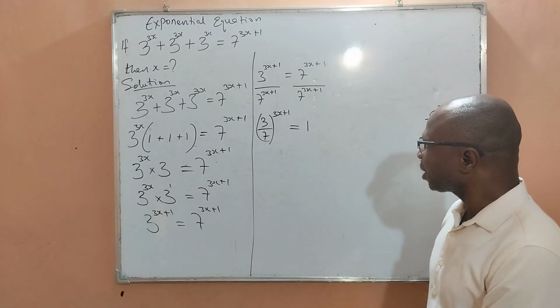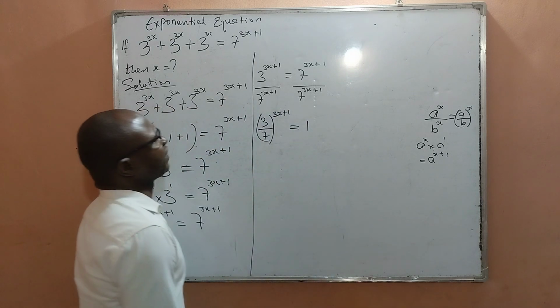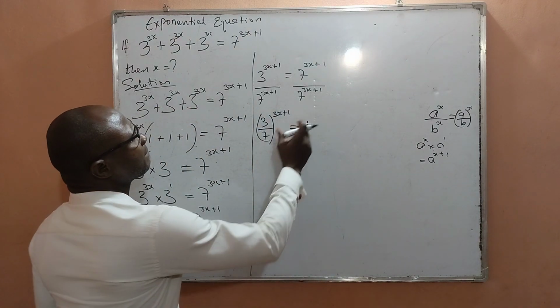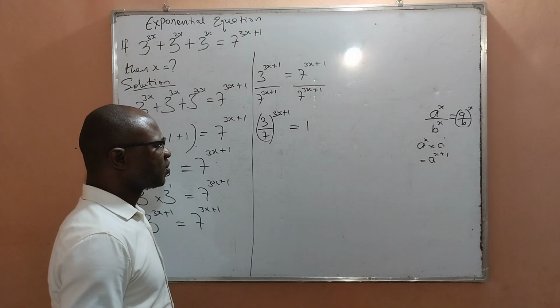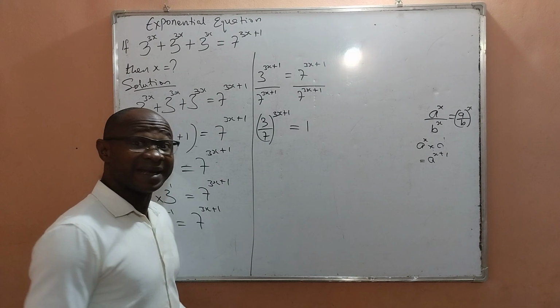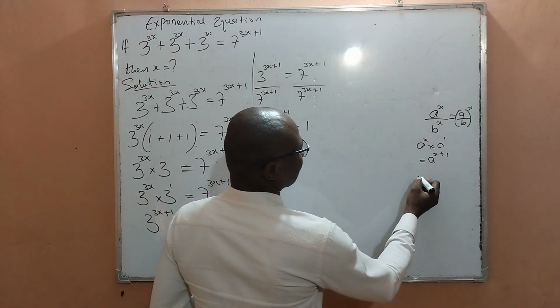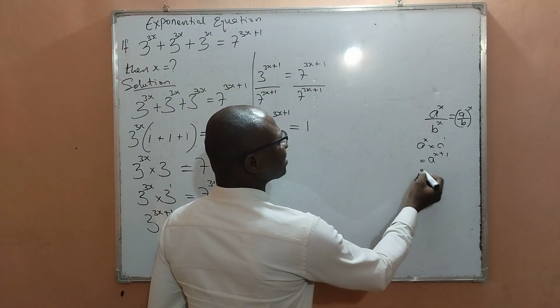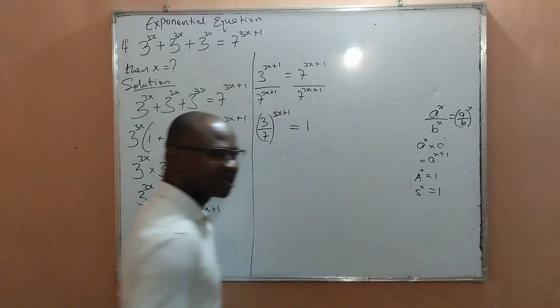Beautiful. What next should be done? There is something I want you to see very quickly here. On the right hand side, what I have is 1. But there is a law called the zero index law in indices: anything raised to the power 0 is 1. Any number raised to the power 0 is 1.